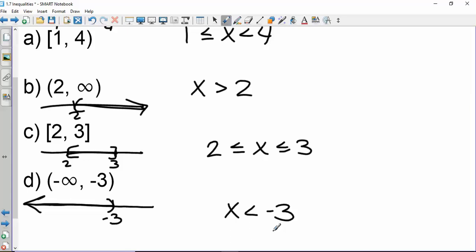Alright, how do you guys feel about the interval notation? We're just going to solve some inequalities now, and we're going to write all of our answers in that notation, so we'll keep practicing it. Okay?